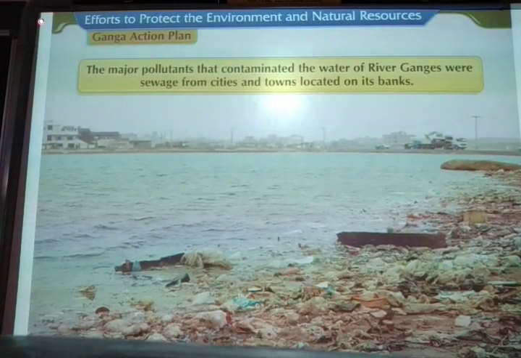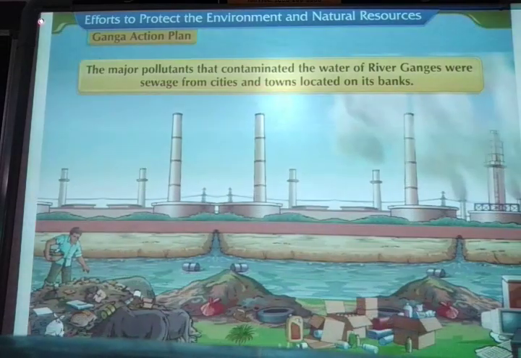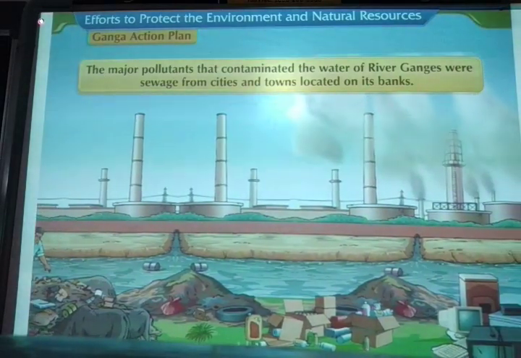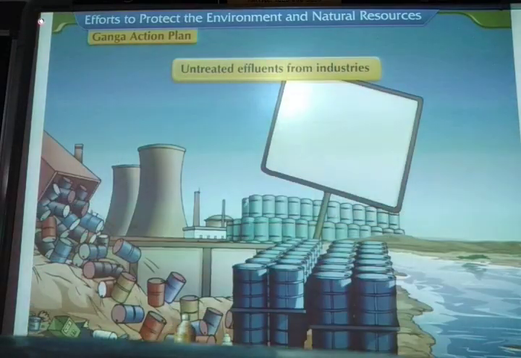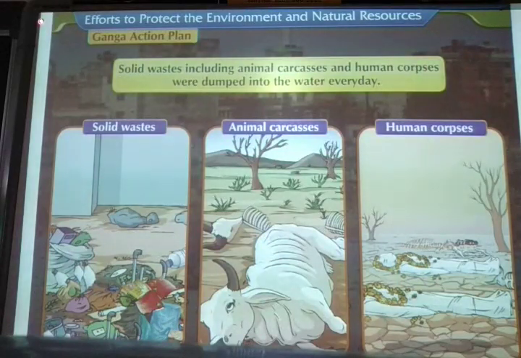The major pollutants that contaminated the water of River Ganges were sewage from cities and towns located on its banks, untreated effluents from industries, and runoff from chemical fertilizers and pesticides used in agriculture. Solid wastes including animal carcasses and even human corpses were dumped into the water every day.